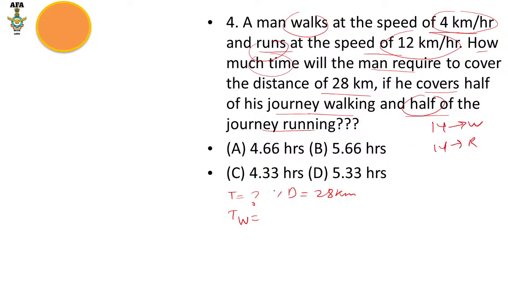Okay. So for walking it will be 14 km, time is equal to distance by speed. So 14 by speed. So for walking what is the speed? For walking the speed is 4. So it will be 4 3s are 12 and 4 5s are 20. So 3.5 hours.